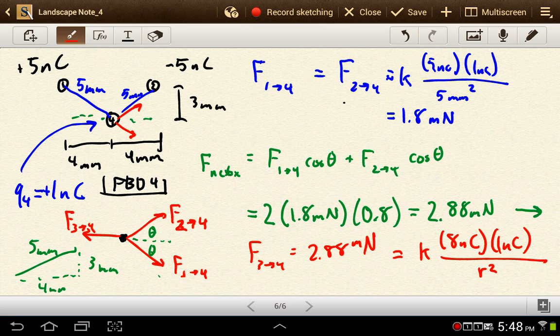Let's see, clear. 0.00288 divided by 8e negative 9, divided by 1e negative 9, and then we have to divide that also by 9e9, and the answer is 4. Oh, right. So I hope that's right.